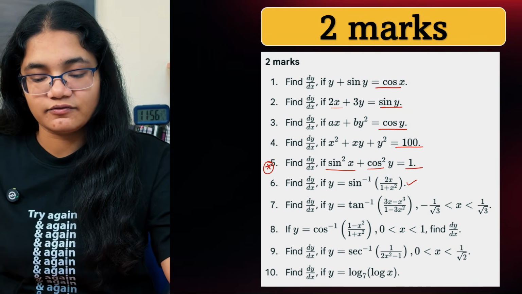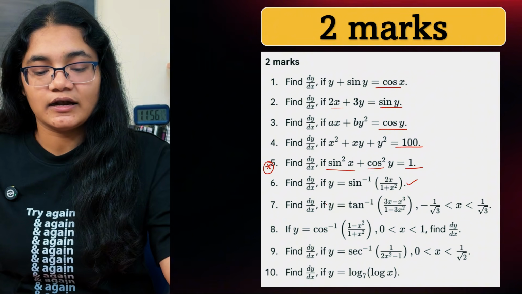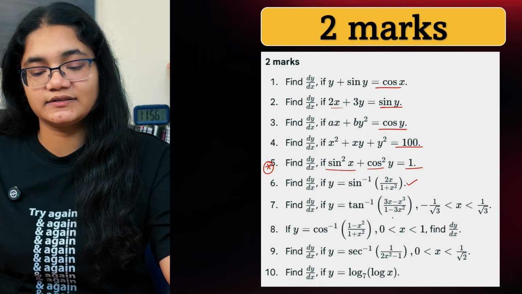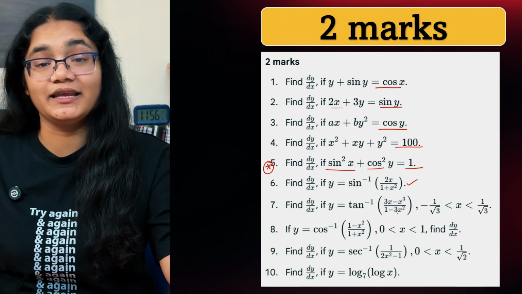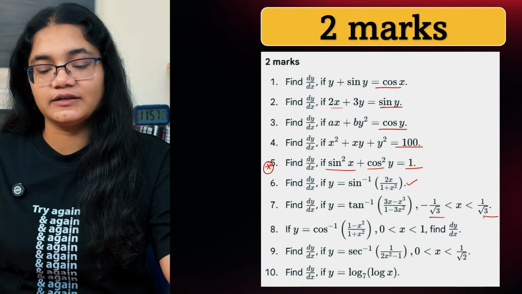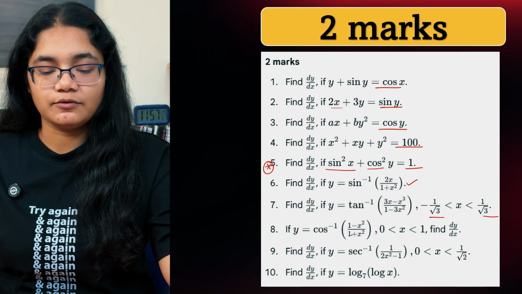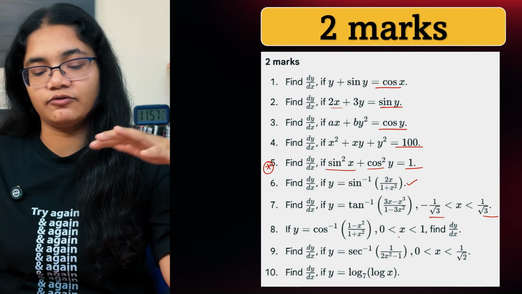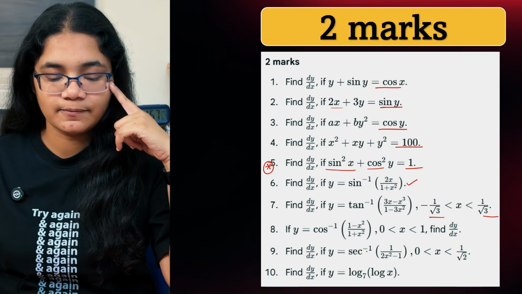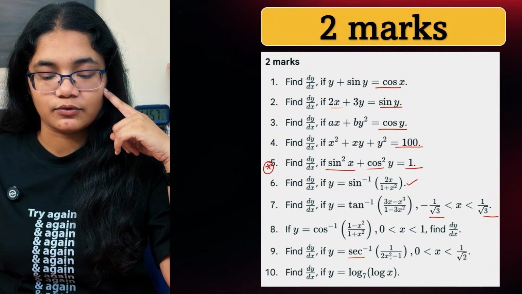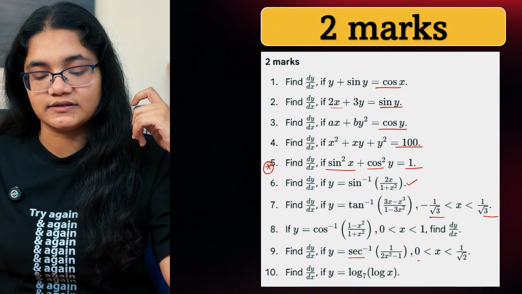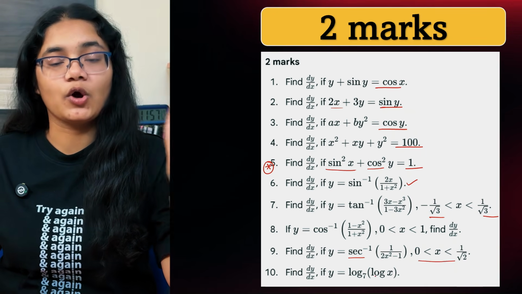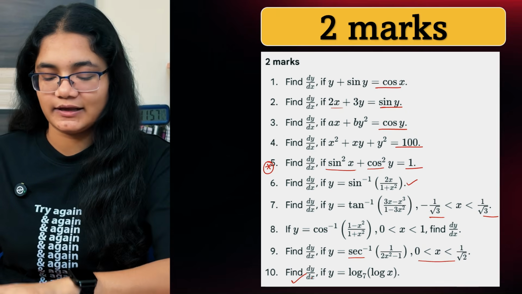y = sin⁻¹(2x/(1 + x²)), find dy/dx. Find dy/dx if y = tan⁻¹((3x − x³)/(1 − 3x²)), where x is between −1/√3 and 1/√3. y = cos⁻¹((1 − x²)/(1 + x²)), where the value of x is from 0 to 1. Find dy/dx. And y = sec⁻¹(1/(2x² − 1)), x from 0 to 1/√2. Then y = log₇(log x); you have to find the value of dy/dx.